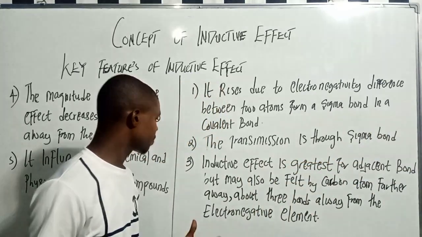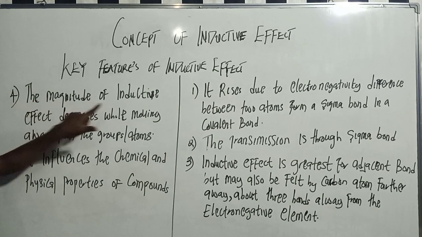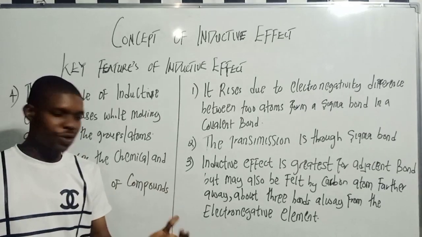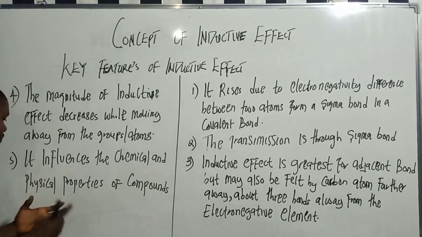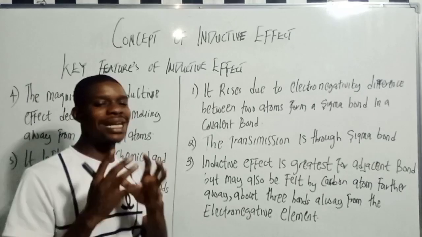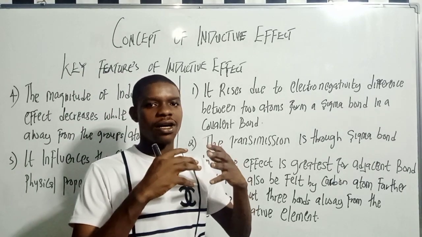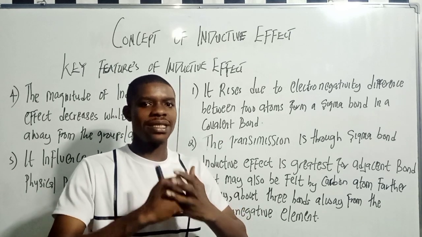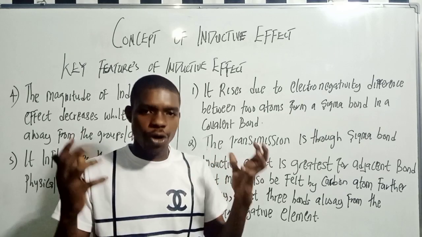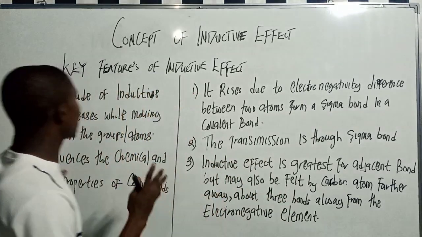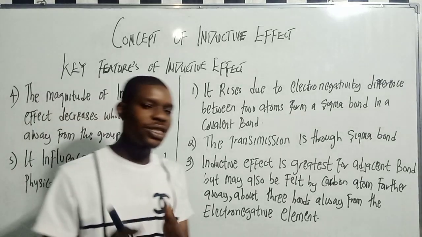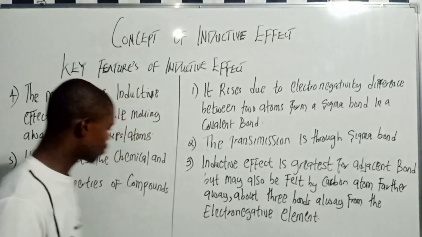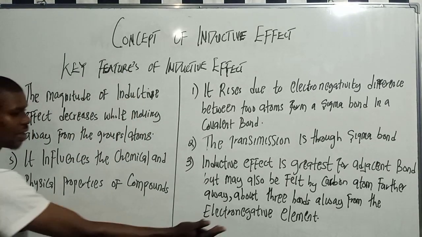Do you understand? Then number four, the magnitude of the inductive effect decreases while moving away from the group or atom. You understand that? And it influences the chemical and physical properties of the compound. Immediately you introduce an electronegative element to the compound, what happens here? It stabilizes the compound. It affects the physical and chemical properties. Do you get? So these are the key features of inductive effect you need to take note of when looking at inductive effects. Hope you understand. So make sure you pause the video and take these things down.